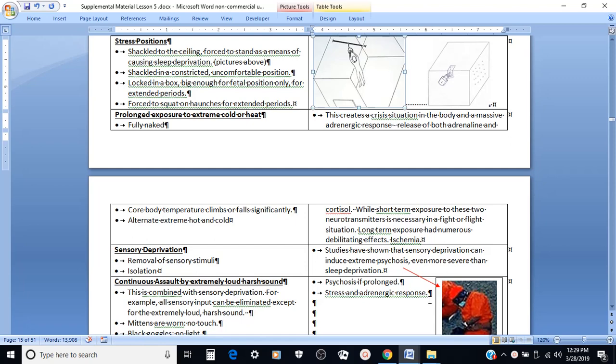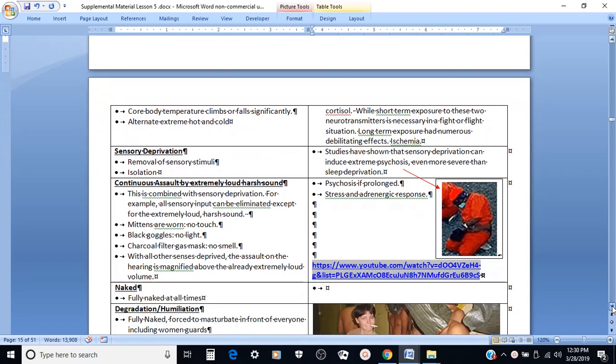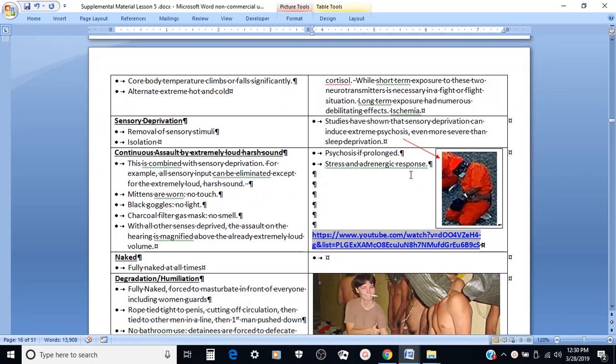And they found that people go crazy. It induces extreme psychosis. You need to have sensory input. If you don't have it, your brain just goes haywire, right? And you go crazy. So that's one of the methods used here. Try to get them stressed by having them go crazy.